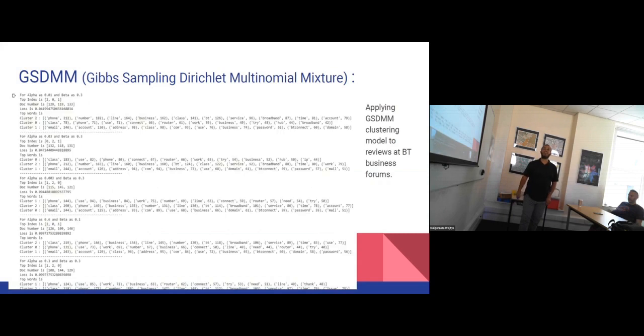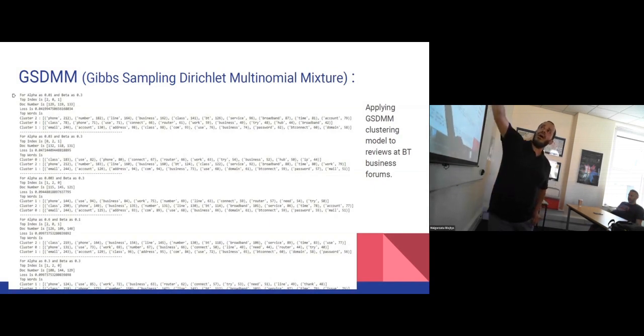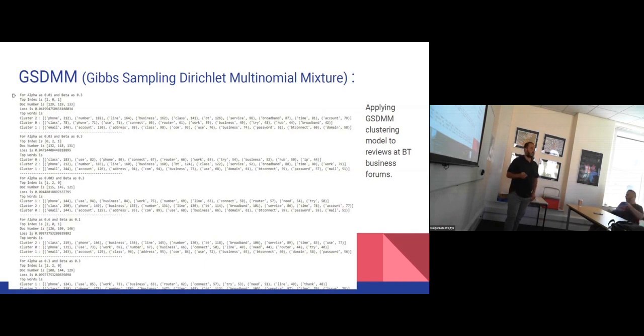And here, by applying GSDMM with different values of alpha and beta, if we can check here, I'm sorry, the font is very small, but alpha and beta are here and here, so we can find that the clusters change, with their repetition words and so on.